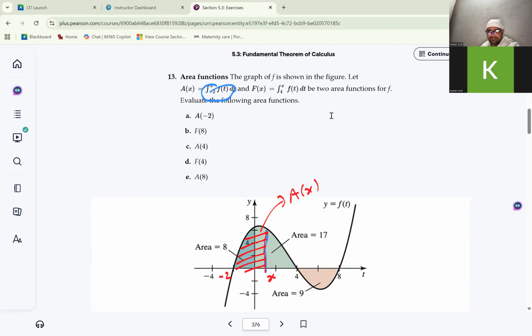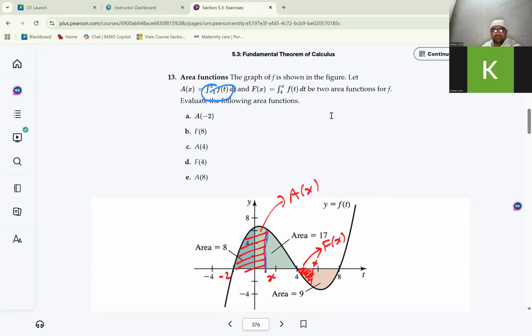All right, let me actually show here. This is x, let's say. Some x here. Then F of x would represent only this area from 4. Okay, 4 to x. Let me write that out.